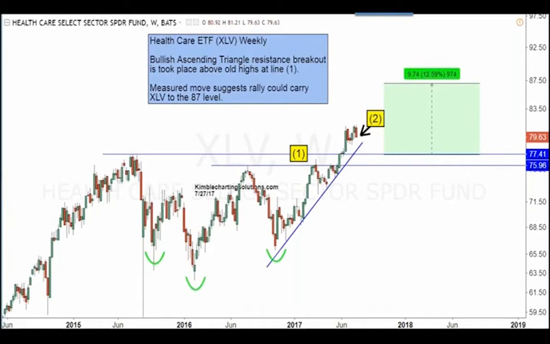One of the things is that we will continue to raise stops on this. We would not want to see it break back below 1 or the rising support line. If it did, it would probably trigger our stop.